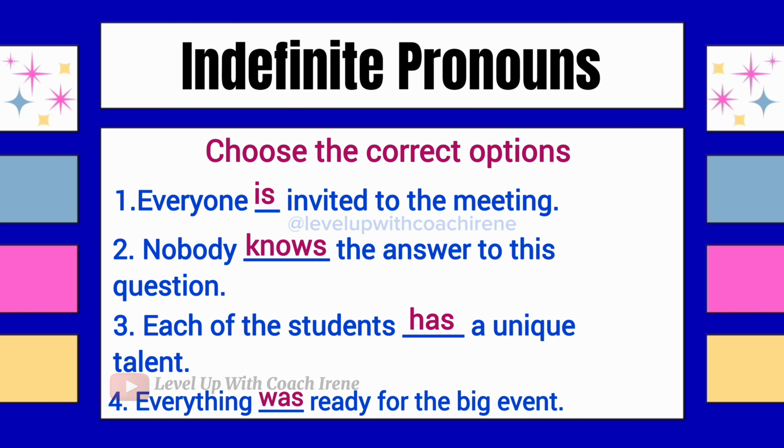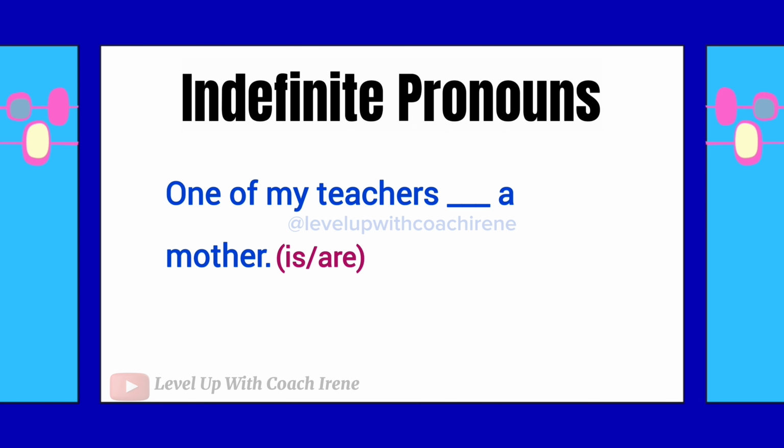Note that in each of the sentences, the pronouns refer to non-specific or unknown persons or things. Despite sometimes they imply more than one possibility, they grammatically function as singular subjects, requiring singular verbs and agreement in sentences. Everyone, nobody, each, everything are all singular. Together, let's look at this sentence. What do you think is the correct verb?